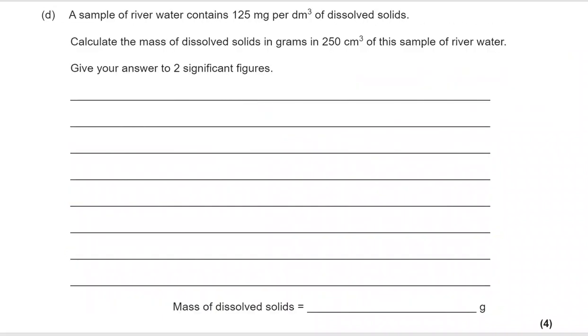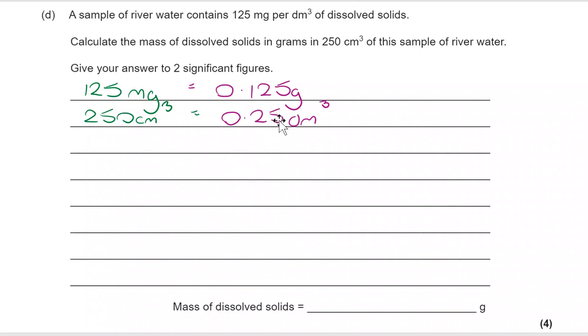For part D, a sample of river water contains 125 milligrams per decimeter cubed of dissolved solids. What would the mass be in 250 centimeter cubed in grams? And the answer must be to two significant figures. Well, 125 milligrams is 0.125 grams, simply divided by 1,000. And 250 centimetre cubed is 0.25 decimeters cubed. Now, we actually had 125 milligrams per decimeter cubed, so it's actually 0.125 grams per decimeter cubed.